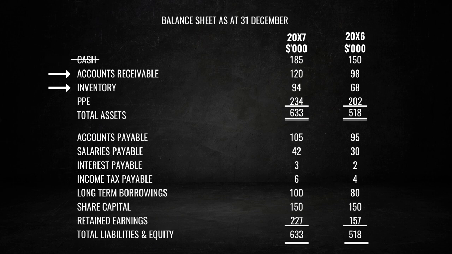The same applies to non-current assets such as plant, property, and equipment as they impact cash flow from investing activities. This leaves us with inventory and accounts receivable to consider. After reviewing the balance sheet, we find that the closing balance of inventory is $94, while the opening balance is $68. This indicates an increase in inventory of $26.